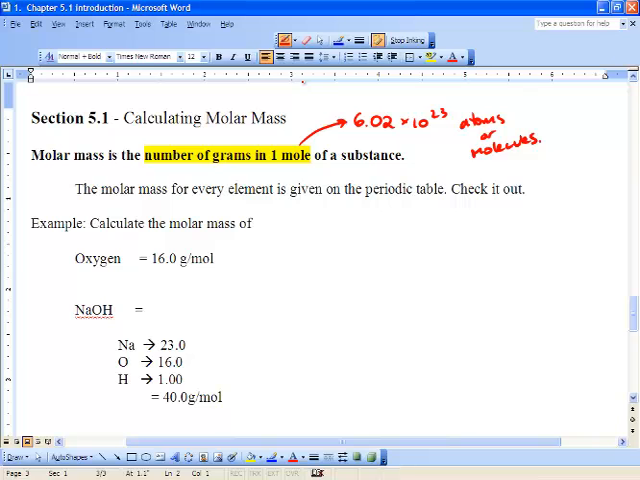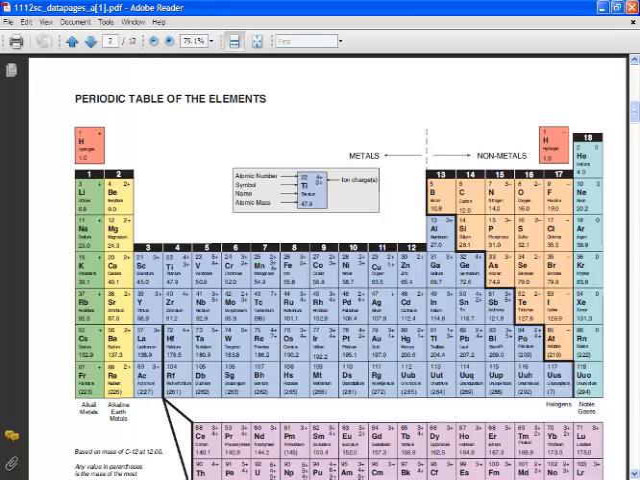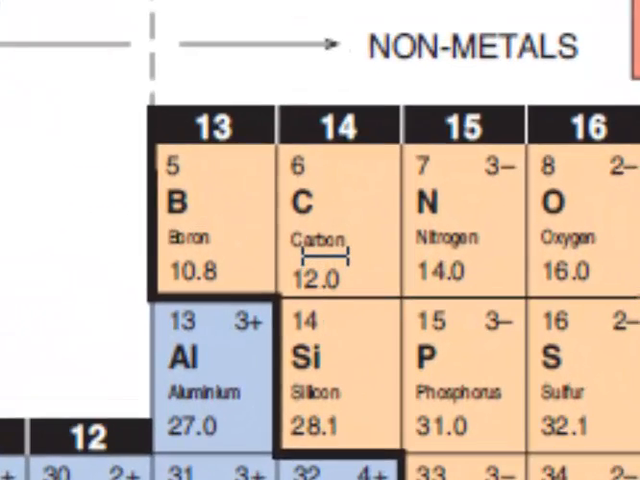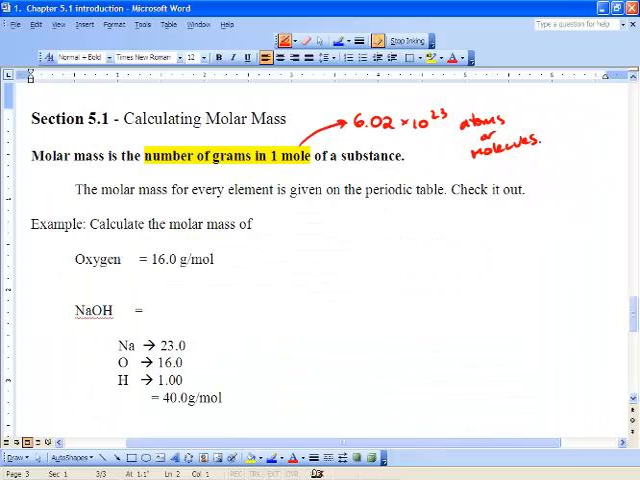Okay, so the molar mass for every element is given on the periodic table. Let's check it out. If you look at carbon here, where my cursor is, carbon is 12 grams. That's the atomic mass. What's pretty cool is that 12 grams of carbon equals 1 mole. So 6.02 times 10 to the 23 carbon atoms weigh 12 grams, which is pretty cool.